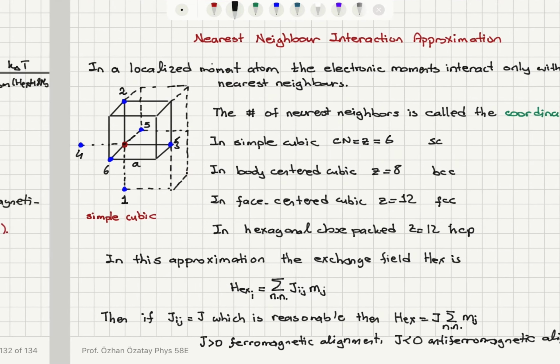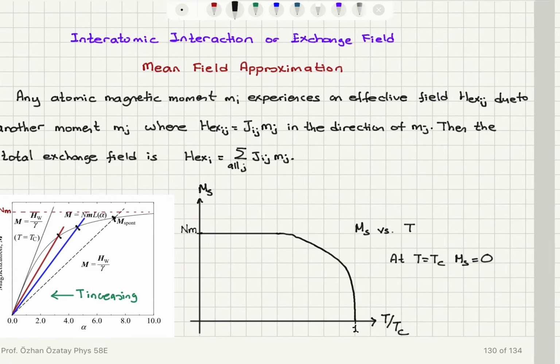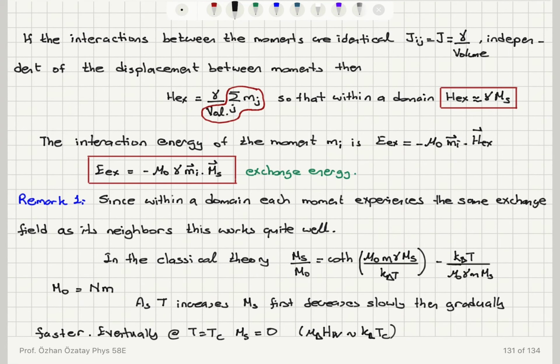Before, we talked about the mean field approximation, where we assumed that the coupling constant Jij is a constant for all moments, and we can take it to be J, and then the exchange field will be the sum over all j of Jij Mj. Based on this, we reached the conclusion that the exchange energy is minus mu 0 gamma Mi dot Ms, the saturation magnetization.